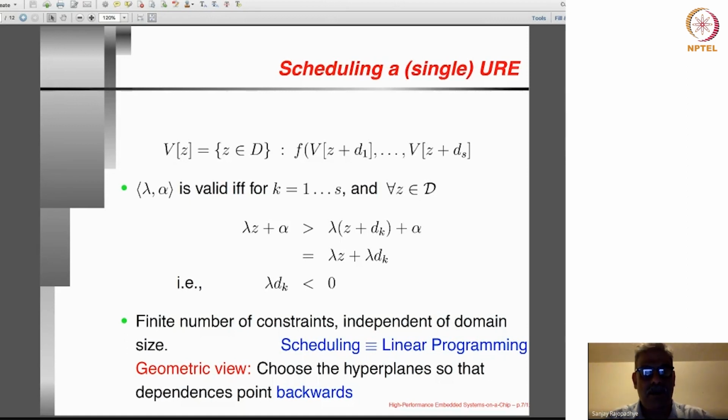All right, so I'm going to gloss over some of the details, but that is how you solve the scheduling problem: choose hyperplanes so that all dependencies point backwards.